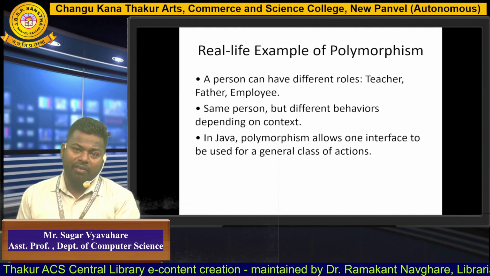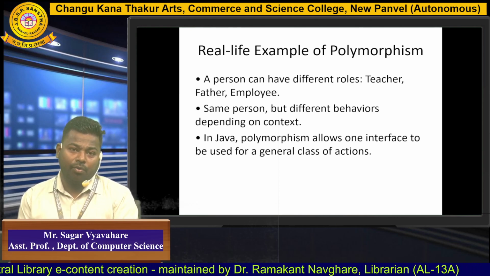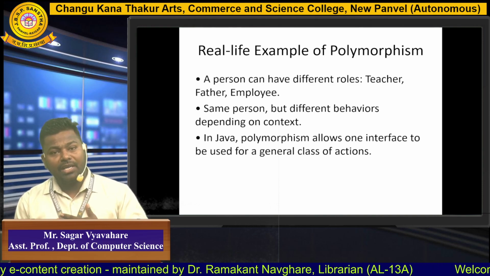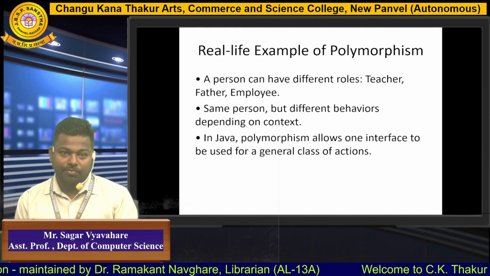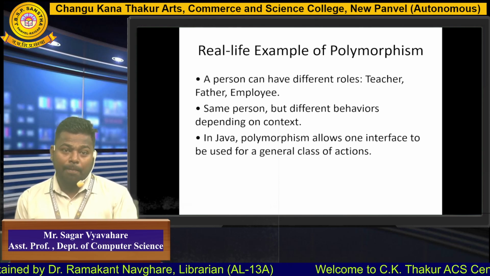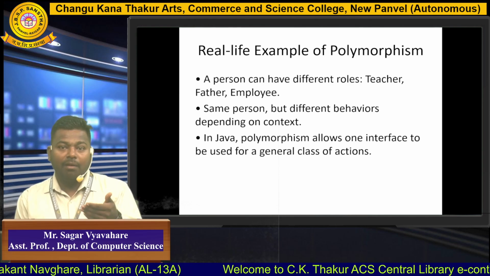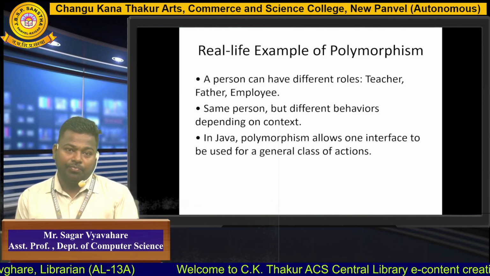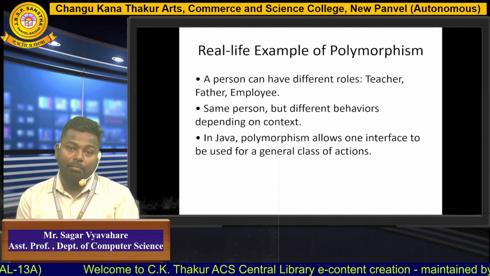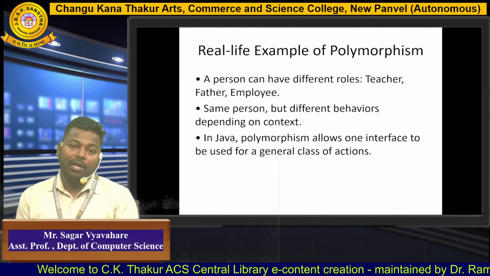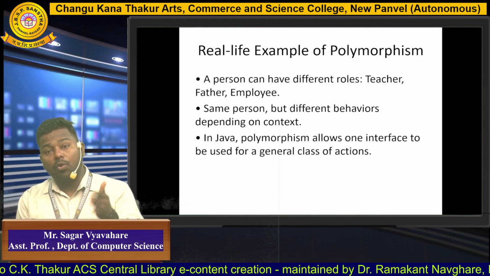Let's talk about a real life example of polymorphism. Let's say a person can have different roles. Suppose I am a teacher, I'm also a father, I'm also an employee of some institute. So the person is the same one, but depending on the situation they behave differently. Here I am working like a teacher for the institution. If I'm performing some other role, then I'm working like an employee, and when I'm at home I'm working like a father. So the person is the same one, but the roles are different.